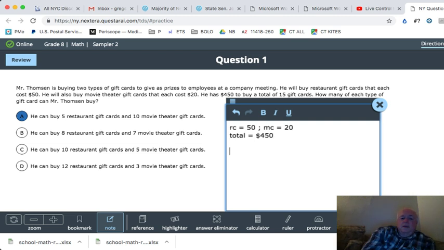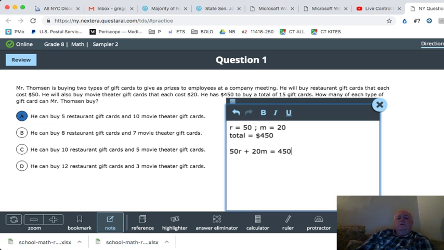So here's what we're going to do. Let's simplify this and say the restaurant is just R. This will just make our expression easier. So we're going to come up with an expression that 50 times the restaurant cards plus 20 times the movie theater cards is going to total up to $450. Can everybody see that? So even if we take A and we feed it back into here, we get 50 times R. R is 5.